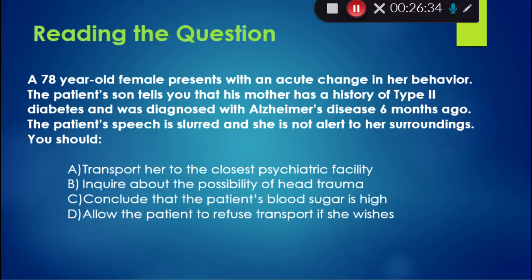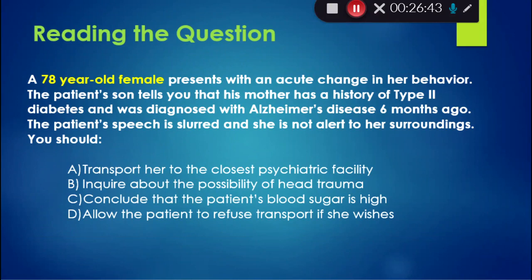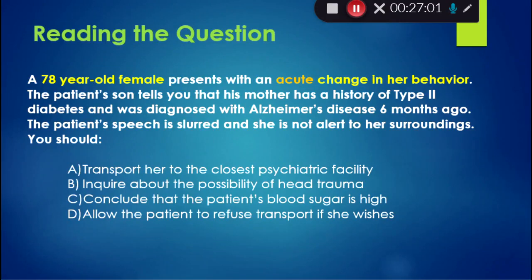And the last one, let's look at this. A 78-year-old female, okay, so let's just go there because that may be of concern, presents with an acute change in behavior. Okay, so change in behavior, and it's acute. That means what? That means that this is kind of a sudden thing. It hasn't been, chronic means it's been there a long time. Acute means it's sudden. So that's significant.